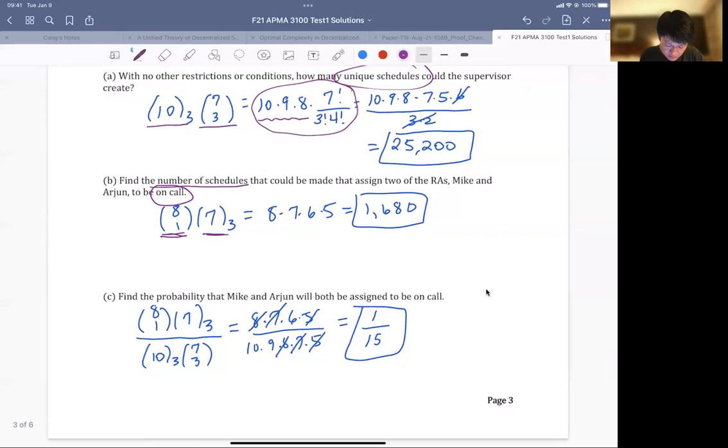Lastly, I'm asking you to find the probability that Mike and Arjun are both assigned to be on call. So this is a counting problem. I need to count the total number of different unique schedules, and then also count the total number of unique schedules where Mike and Arjun are assigned to be on call. And you will realize that this numerator is basically problem B, and this denominator is problem A. Okay, so then you can do the math.